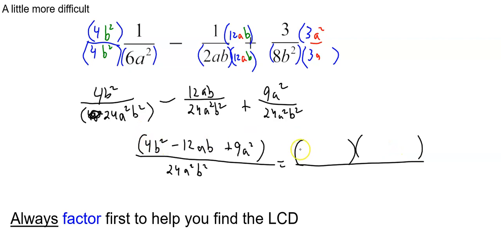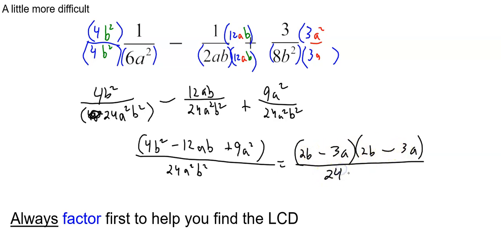So the square root of 4b squared is 2b, so I'm hoping that's going to be 2b. And the square root of 9a squared is 3a. So 3a and 3a. And it looks like that's plus, that's minus, so maybe minus, minus. This would be negative 6ab minus 6ab. I think that does work.